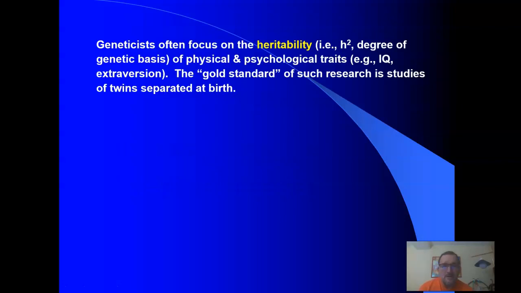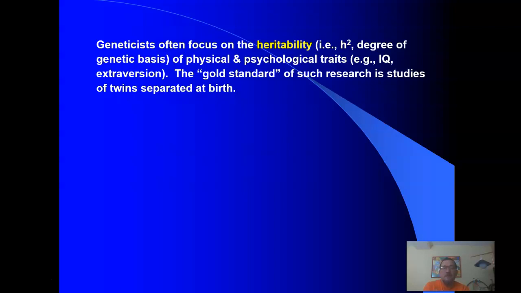Let me delve into the details of this just a little bit here. We're going to get a little bit technical. Geneticists often focus on the so-called heritability. It's abbreviated H squared. If you've had a course in statistics, it's a very close cousin of R squared, which is the coefficient of determination. If you haven't, that's fine. You can completely forget about that. But essentially, a heritability score is a statistic that tells you, you hope, the degree to which a particular trait, whether it's height or skin tone or extroversion or liking for a certain color, has a genetic basis or not.